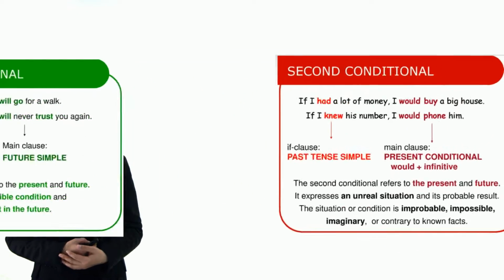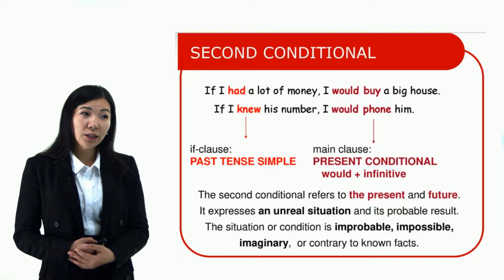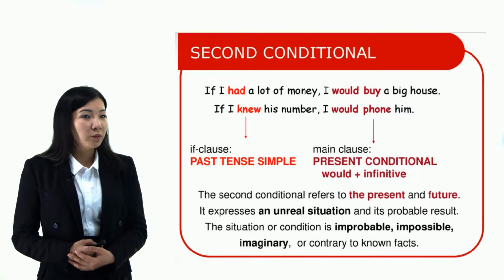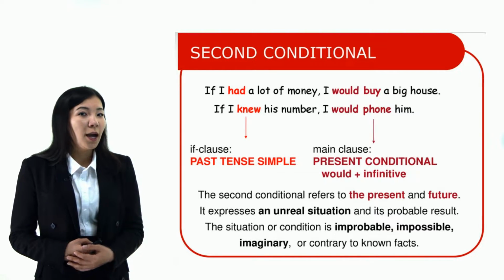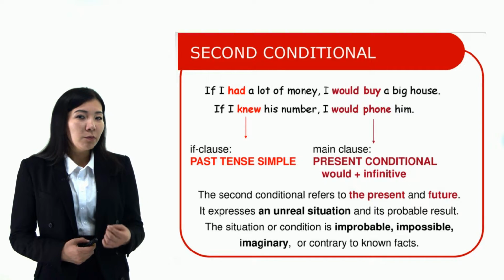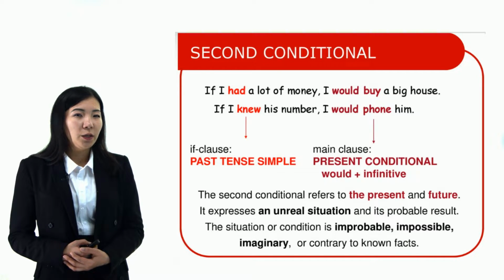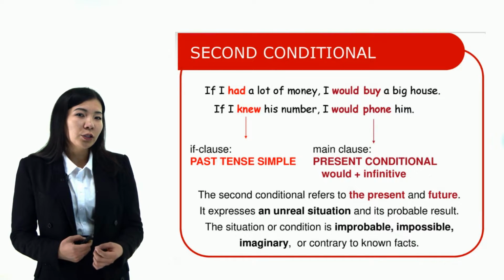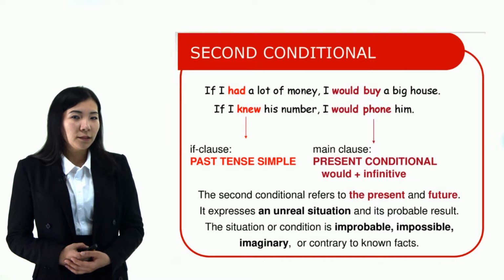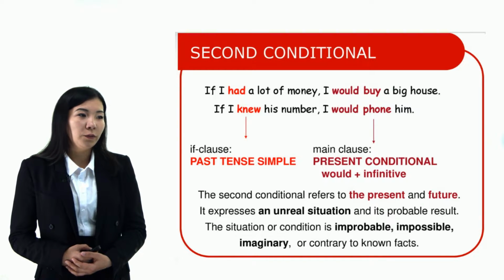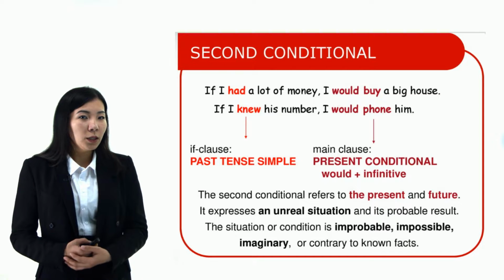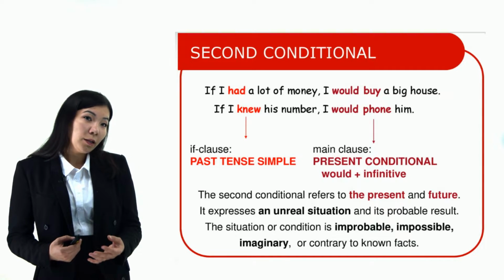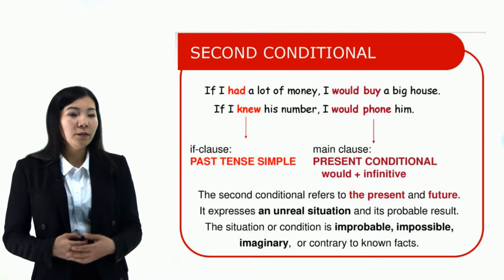All right, let's move on to the second one. Second conditional. Second conditional expresses an unreal situation and its possible result. The situation or condition is improbable, impossible, imaginary, or contrary to known facts. Second conditional refers to the present and the future. In second conditional, in if clause, we use past simple, and in main clause, present conditional. In other words, it is would plus infinitive.